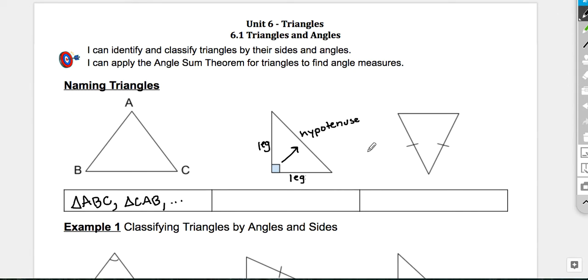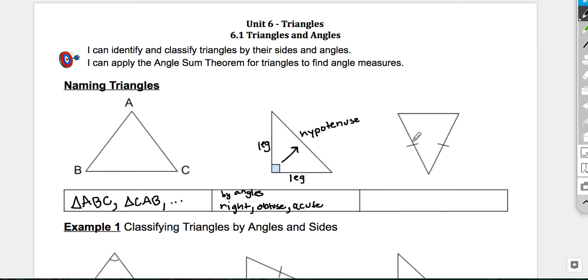So we can name triangles based on their angles. This is a right triangle. So if we're classifying by angles, we can have a right triangle if there is one right angle. We can have an obtuse triangle if there is one obtuse angle. And if there is no right angle, no obtuse angle, then it is an acute triangle. So an acute triangle has three acute angles. An obtuse has one obtuse and two acute. A right has one right and two acute. So you can't go between these. You can't have multiple names by angles.